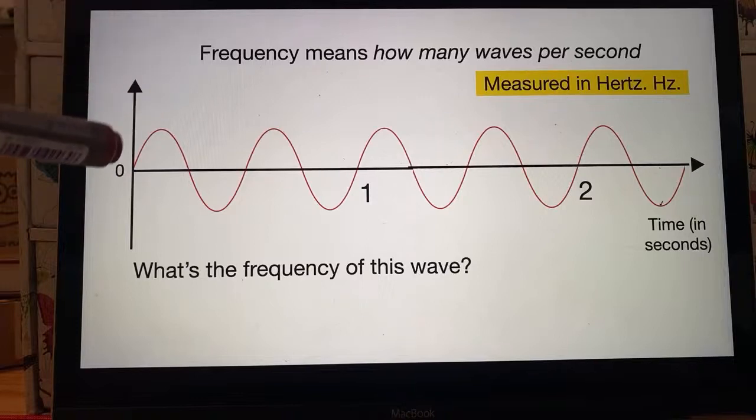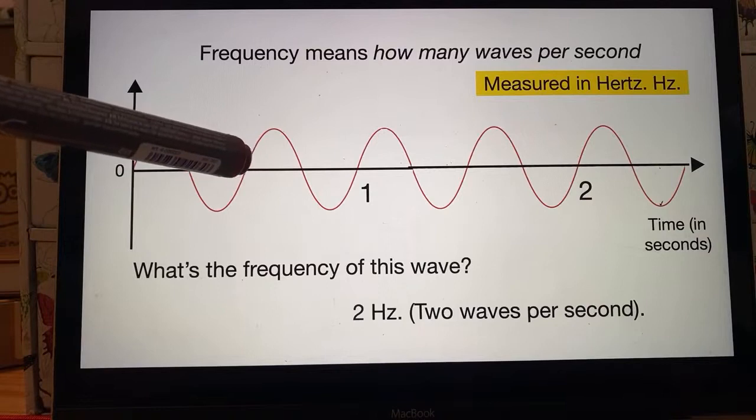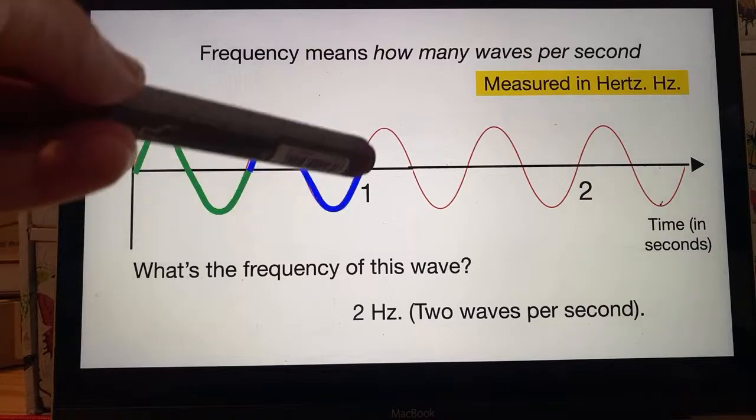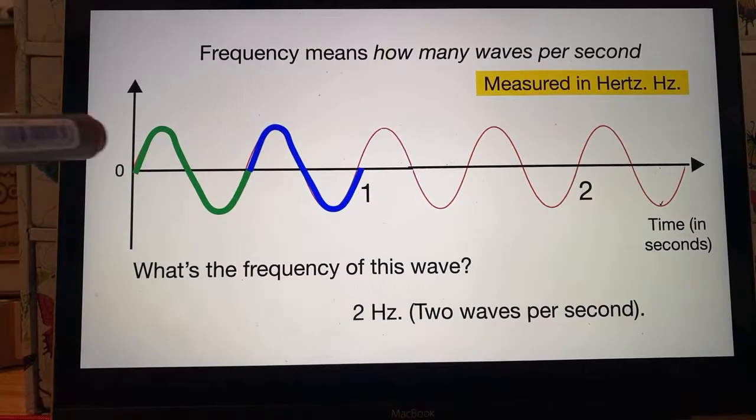Well, let's count them, because all the way up, that's 1 wave. And that's the other one all the way down, and then 1 second has gone by. So that's 2 waves in 1 second. 2 waves per second. Frequency of 2 hertz. This is the one that I'm thinking you might have forgotten.